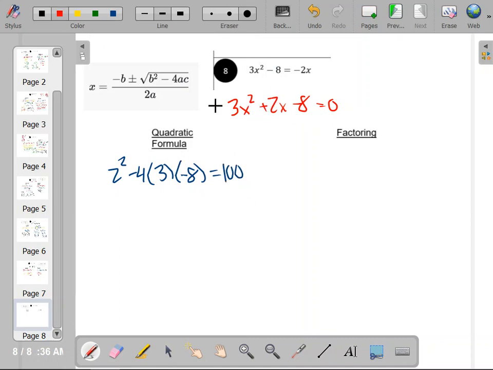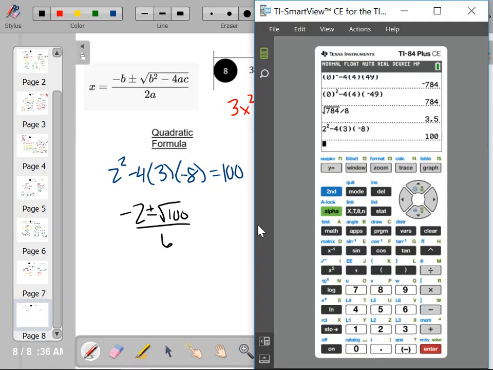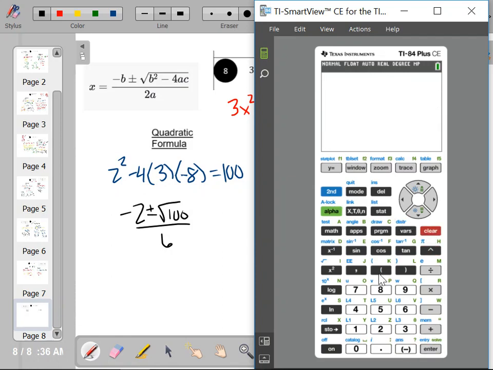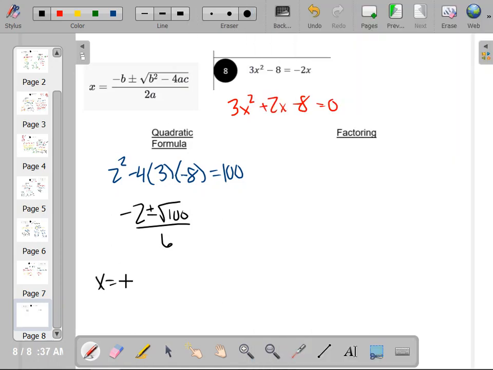Opposite of b. So remember, using this, it's got to be in standard form. The opposite of b would be negative 2 plus or minus the square root of 100 over 2a. 2 times 3 is, I'll just write 6. It's easier if you do that in your head. I'm going to type that in, but again, you don't need to, you can do this without the calculator. The square root of 100 is 10. Negative 2 plus 10, divided by 6, is 1.3, or negative 2. So x equals 1.3 repeating, that's 4/3, or negative 2.